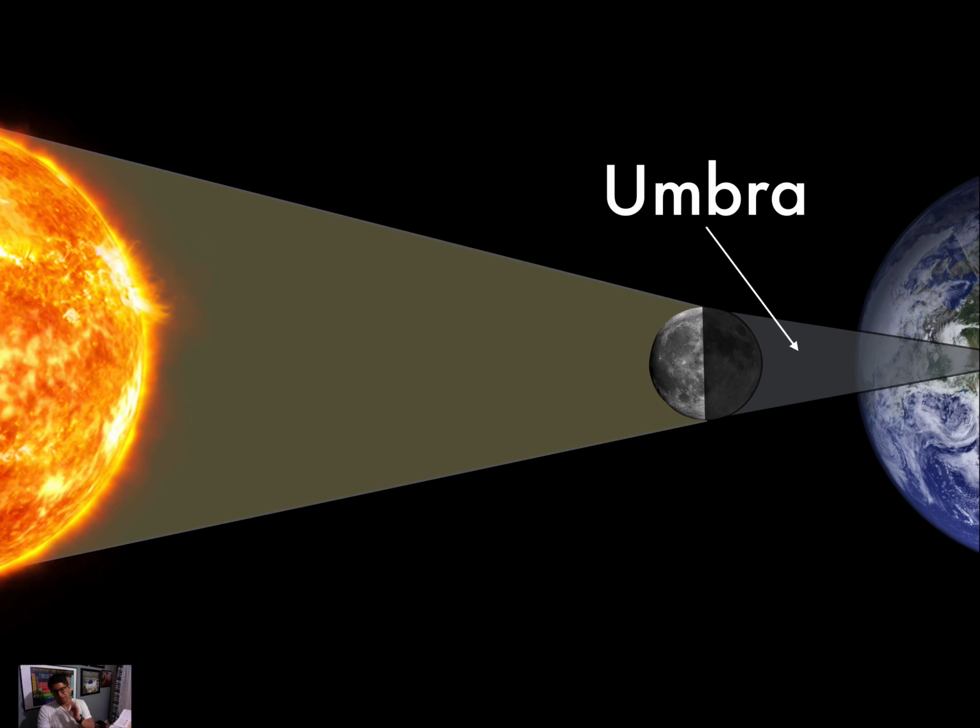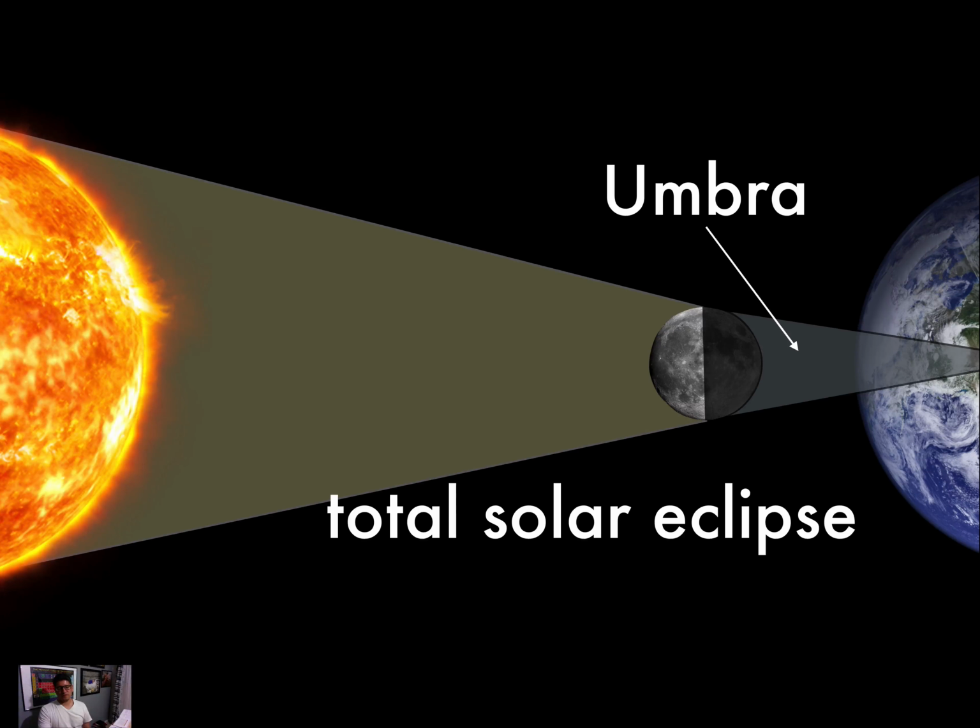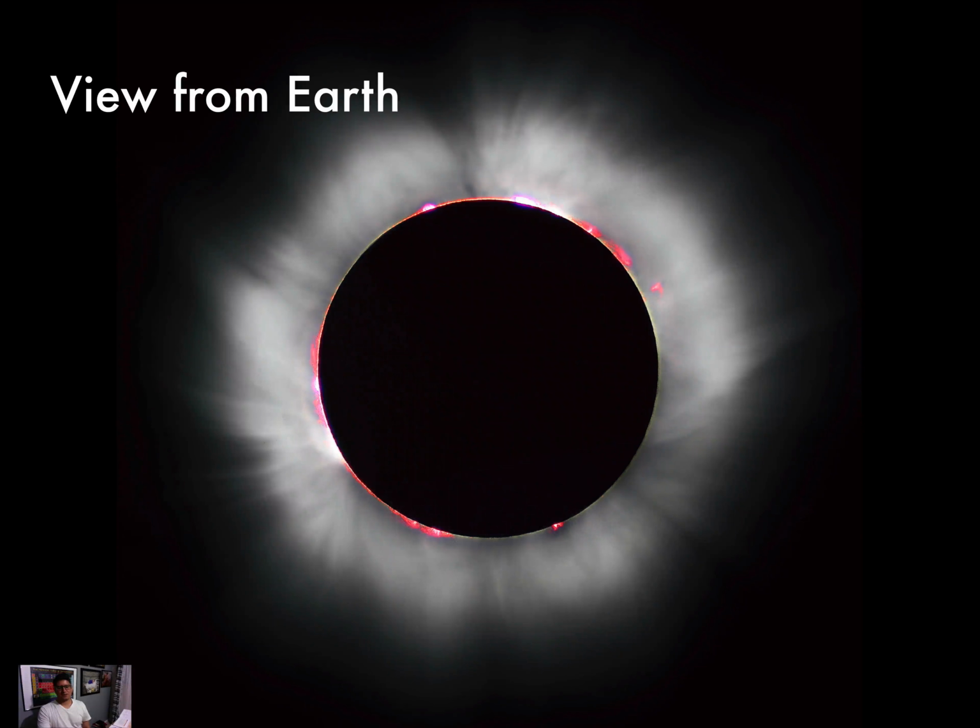Now, if you're at the right spot on the planet Earth, you're going to get a total solar eclipse. That's going to completely block out the sun's light. And this is what the view is going to look like from Earth.